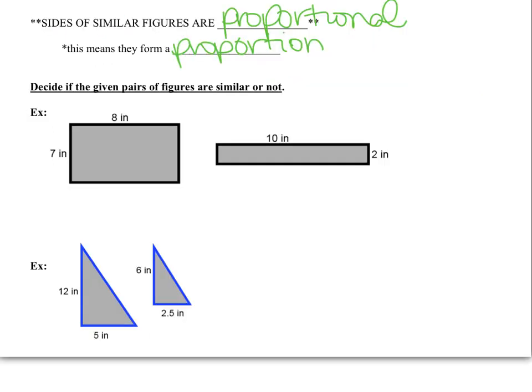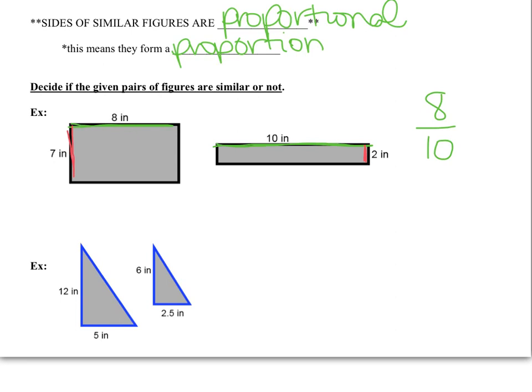So the first thing we're going to do here is we have two rectangles, and they're the same shape, they're both a rectangle. They're not the same size, so we need to determine if they're similar. To do that, we're going to see if their sides form a proportion. So first we need to figure out which sides are corresponding. So here in this rectangle, 8's the longer side, so we can say that matches up with 10 because that's the longer side. So I can start my proportion by putting 8 over 10. Actually, I shouldn't call it a proportion yet. And then I can say that this side 7 matches up with this side 2.